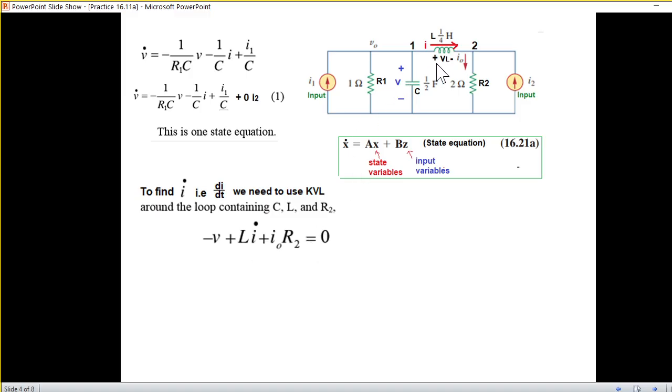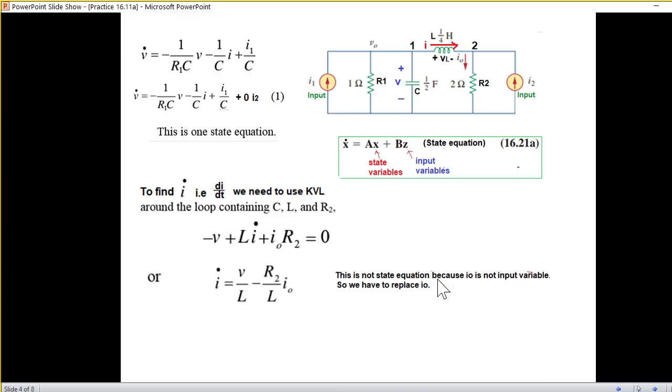Then this will be plus VL, which can be written as L di/dt, so L di/dt or I dot, and then plus R2 into I dot. So this is in terms of I naught. Here also we'll try to arrange I dot, we have got it on the left, dividing everything by L, so we get this equation. And the same logic will follow.